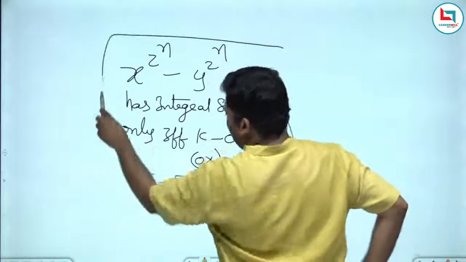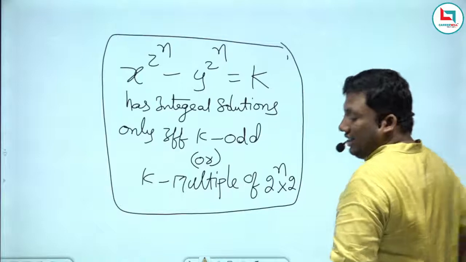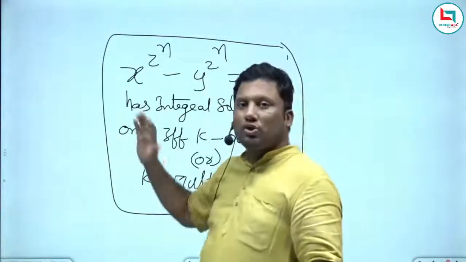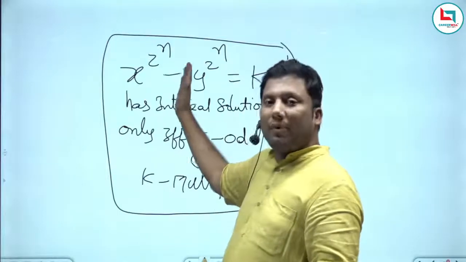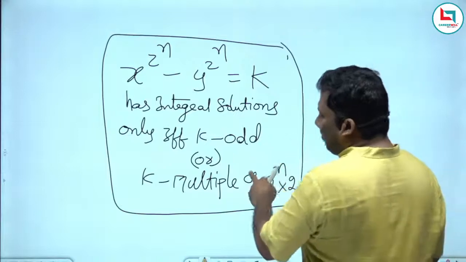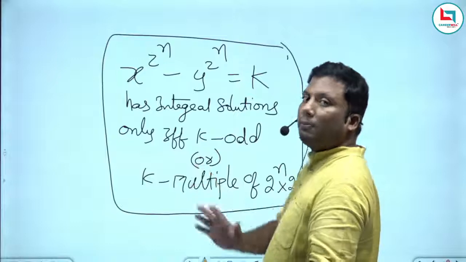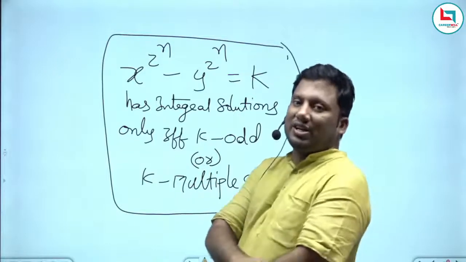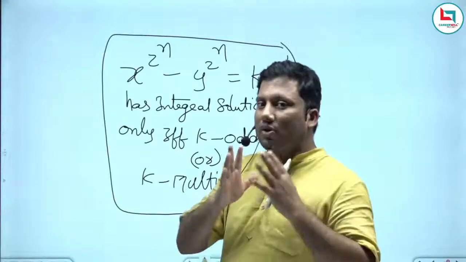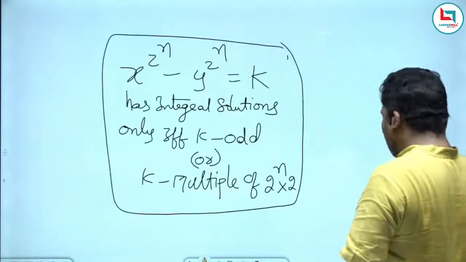Or k is a multiple of 2 into 2 power n. If it is x square minus y square equivalent to k, it will be 2 into 2, 4. If it is x power 4 minus y power 4 equivalent to k, it will be an odd number or divisible by 2 into 4, 8. Extremely important concept. Most of the students think that this question is difficult, but actually it's an easy question if you understand the concept.